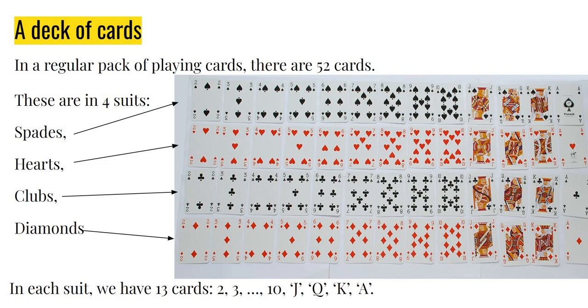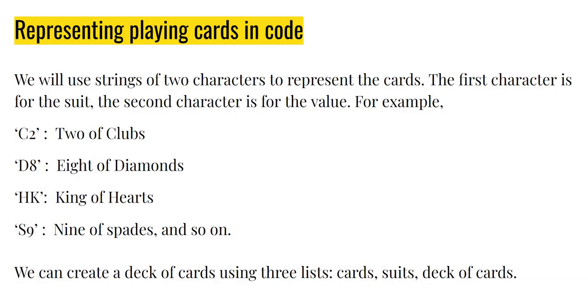Now the way we are going to do this is by representing every card in the code as 2 characters. For example, 2 of clubs would be C2, 8 of diamonds would be D8, King of hearts will be HK, 9 of spades would be S9, and so on and so forth. So basically the first character is the suit and the second character is the value. And that's how we're going to represent this. For this purpose, we are going to create 3 lists: one called cards, one called suits, and finally one deck of cards. Let's see how we do this.